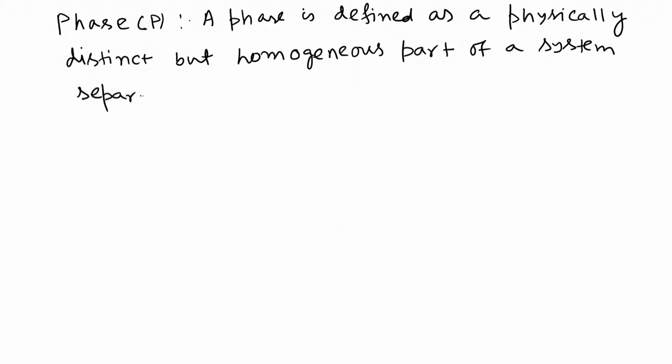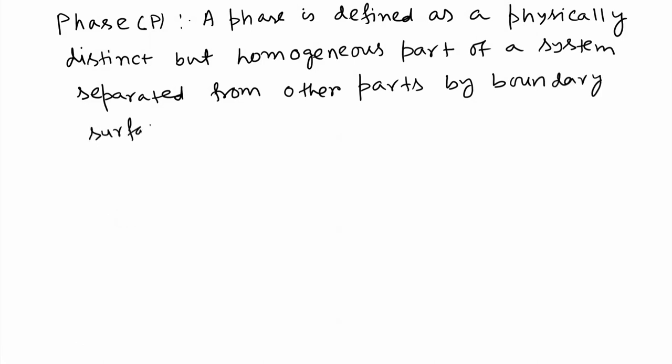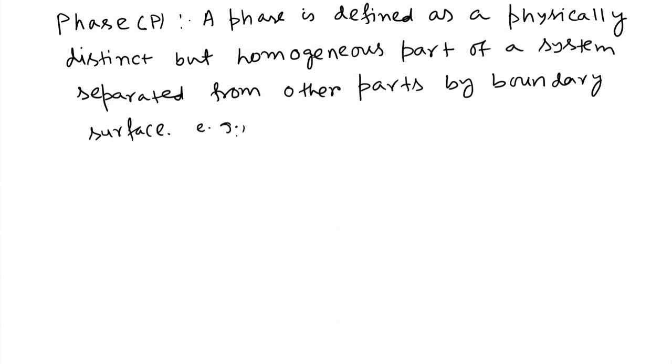separated from other parts by boundary surface. So, how do you define phase? So, phase is defined as a physically distinct but homogeneous part of a system separated from other parts by boundary surface. Okay. For example, simplest example is liquid water in equilibrium with water vapor. So, the liquid region is homogeneous, water vapor region is homogeneous, and they are separated by a surface or interface.